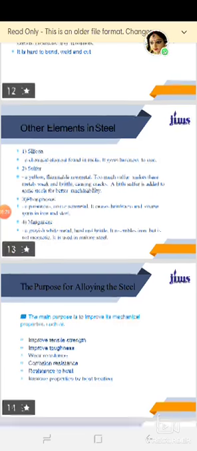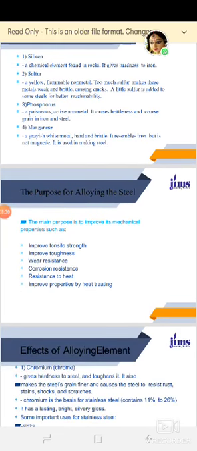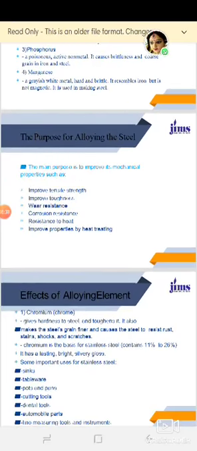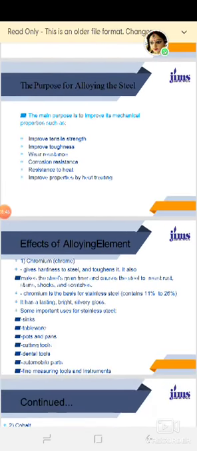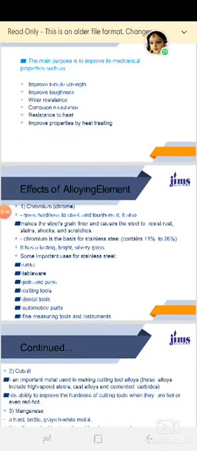Now what is the purpose of alloying of steel? The main purpose is to improve the mechanical properties such as improve tensile strength, improve toughness, wear resistance, corrosion resistance, resistance to heat, improve properties by heat treating. Effect of alloying material. Okay.